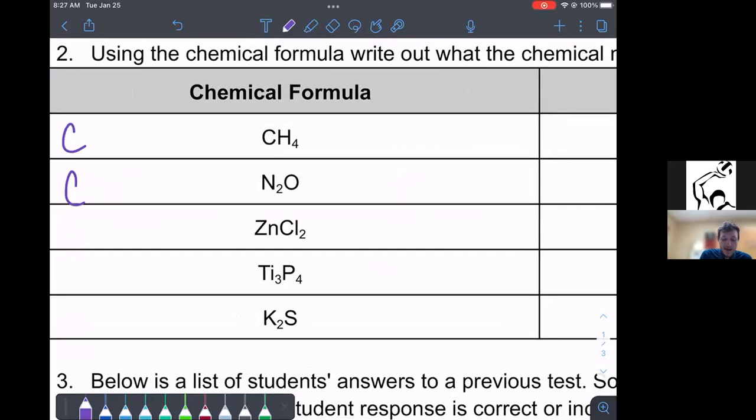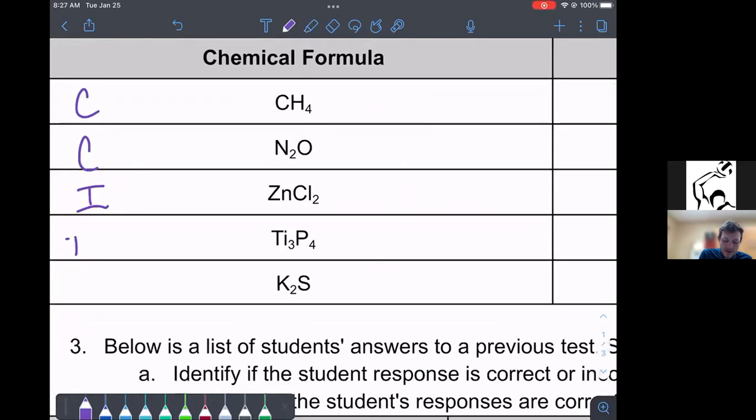Zinc and chlorine. And zinc is a metal. So it's ionic. Titanium and phosphorus. Titanium again is a metal. So it's ionic. And potassium and sulfur. And so potassium is a metal, so it's again ionic.